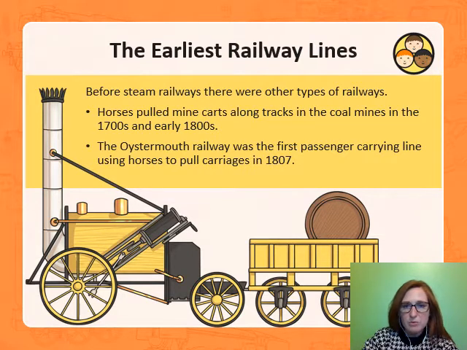The Oystermouth Railway was the first passenger carrying line using horses to pull carriages in 1807. Again, there would have been tracks and carriages, but they would have been pulled by horses rather than steam. So you've got your first couple of dates there. I'd pause the video and make some notes on those first couple of dates for when you go to your Google Forms to complete your task.